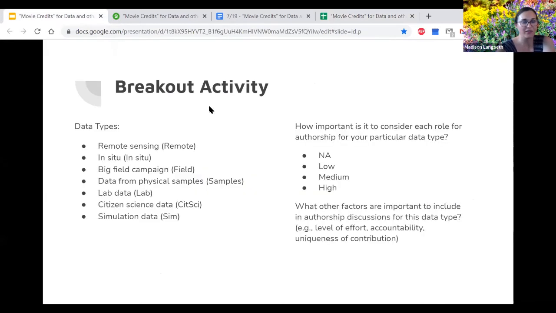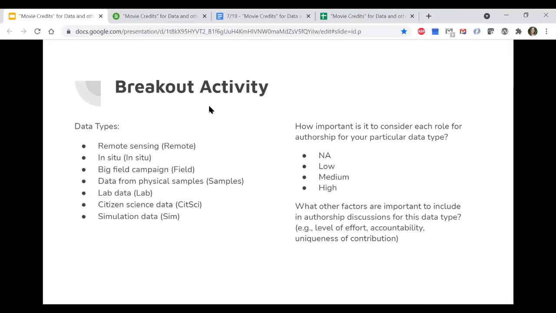And let me go back. So can we define all of the data types? I don't have a formal definition, but I would say remote sensing, things from satellites, drones, things like that would fall under remote sensing. In situ data, so data where you're going out into the field and collecting data. Big field campaign, and Mark, since you had a very nice definition for big field campaign, would you like to chime in here?